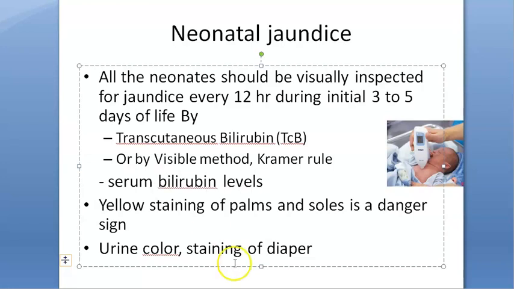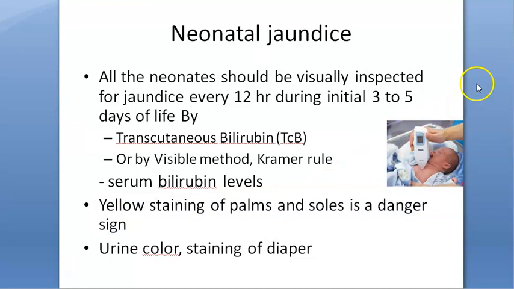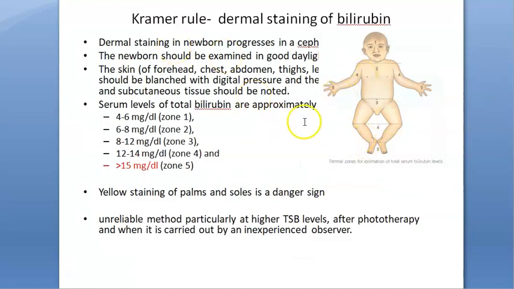Right? Or you can check the urine color, staining of the diaper, or if there is yellow palm or yellow sole, it's also bad. Then Kramer rule, we have looked at zone 1, zone 2, zone 3, zone 4, zone 5, right? Based on that, you should be able to judge the serum bilirubin level. But if it's very, very high, you cannot tell that value, and this needs an experienced person, and after phototherapy, it will not give you the right values.